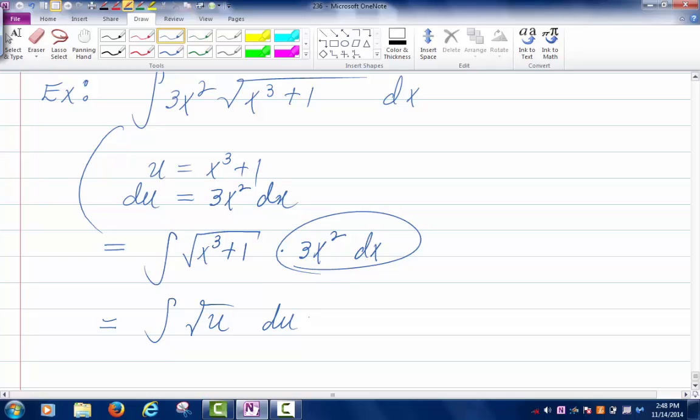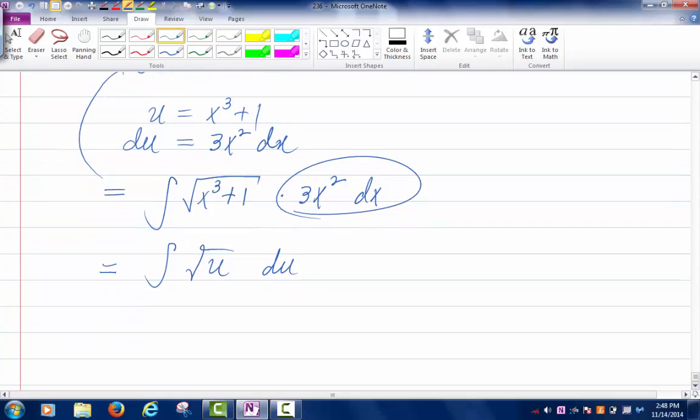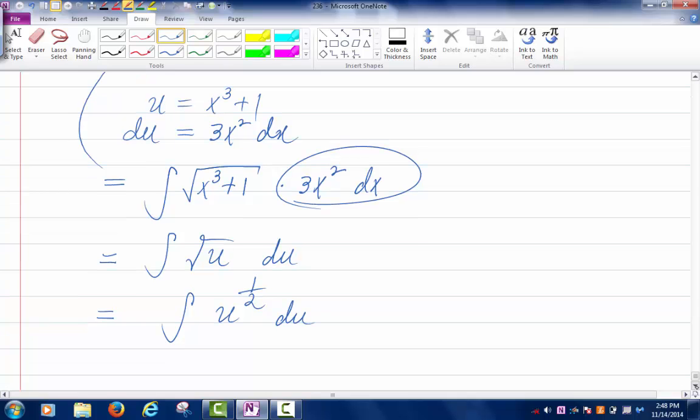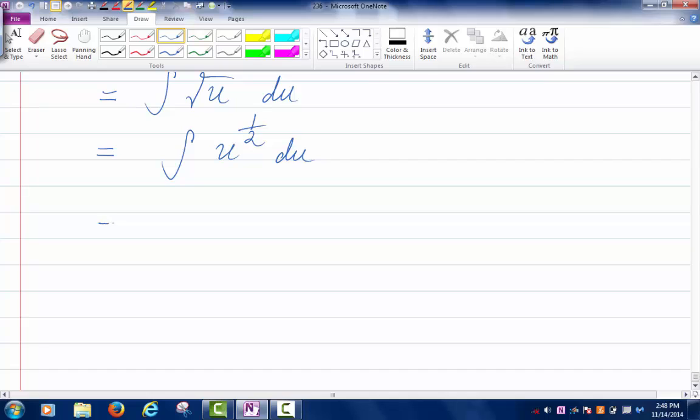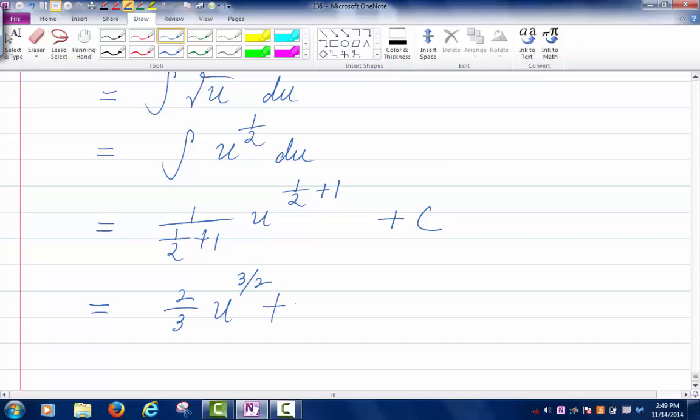And luckily I ended up with a much simpler integral, right? I know how to deal with a power of u, right? So this is the integral of u to the half du, and then by the power rule, this is 1 over half plus 1 times u to the half plus 1, plus a c, which would be 2/3 u to the 3/2 plus a c.